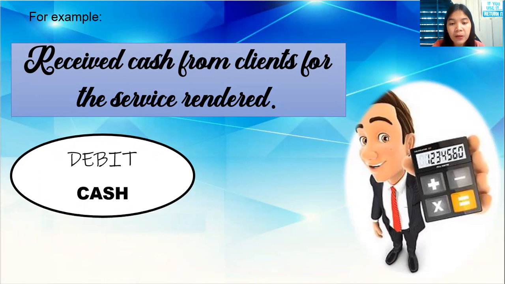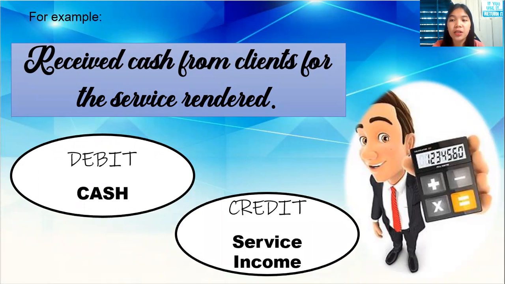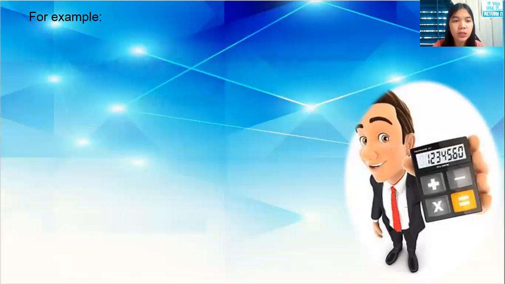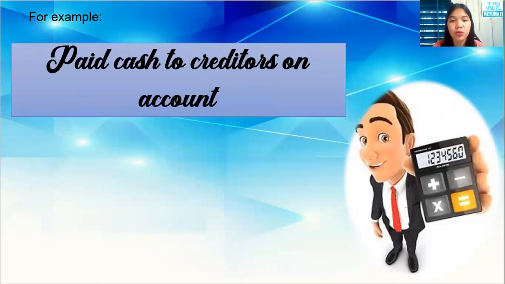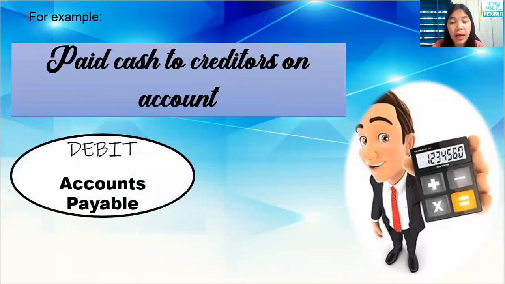So the credit side here is your service income. Next one is the paid cash to creditors on account. Now you already paid. You have accounts payable. So you have your accounts payable there on the credit side.